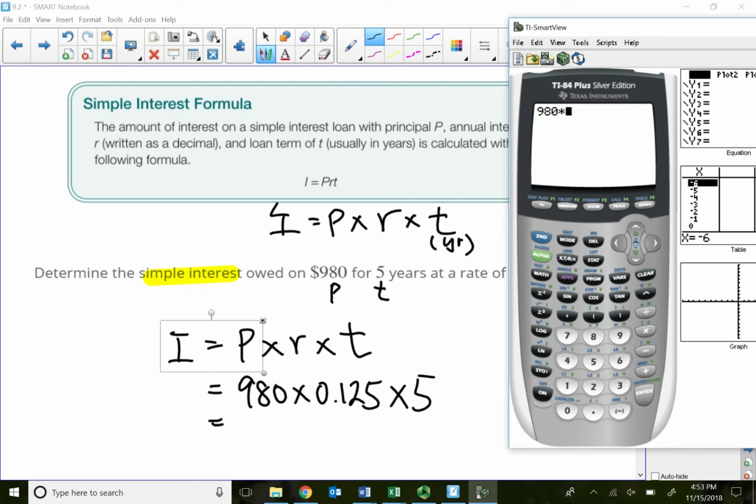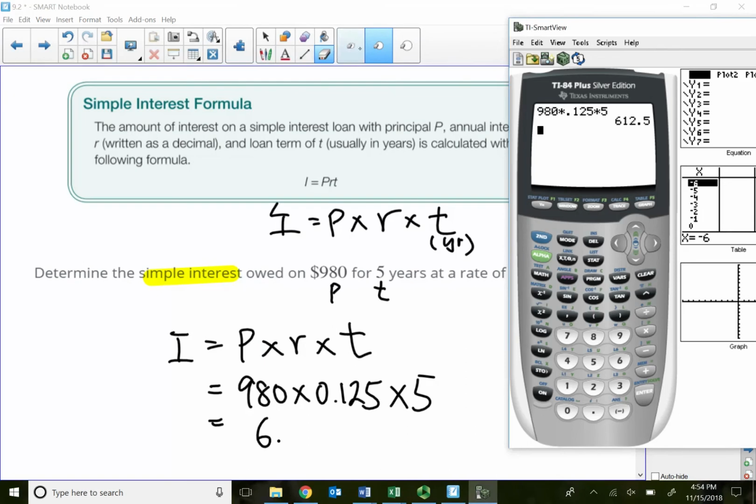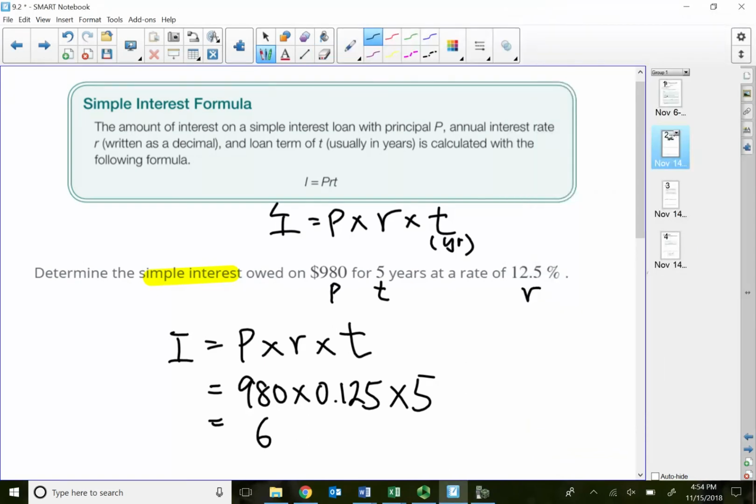So in the simple interest formula, this interest I is a total amount of interest. It's a one-time interest. It's kind of weird saying that, because this interest is calculated way ahead of time, for the duration of 5 years. So for 5 years, the total interest will be 612.5. One-time interest means your interest is only calculated one time.